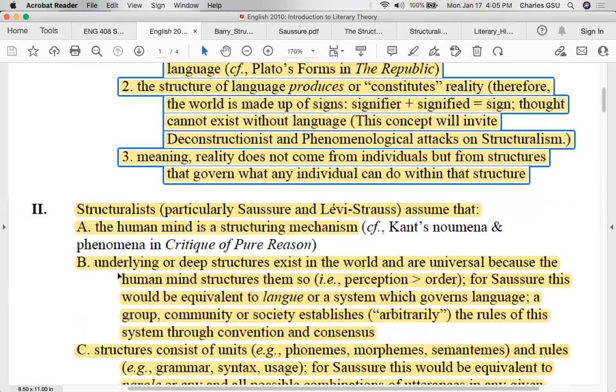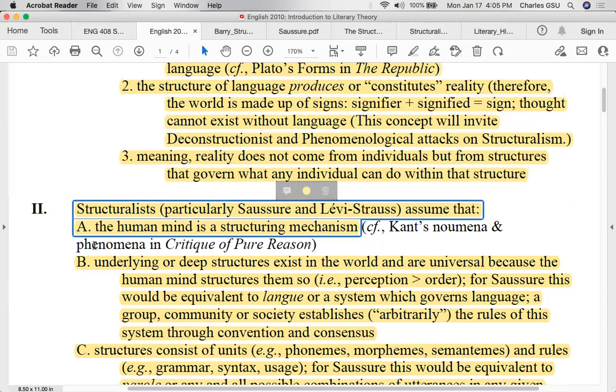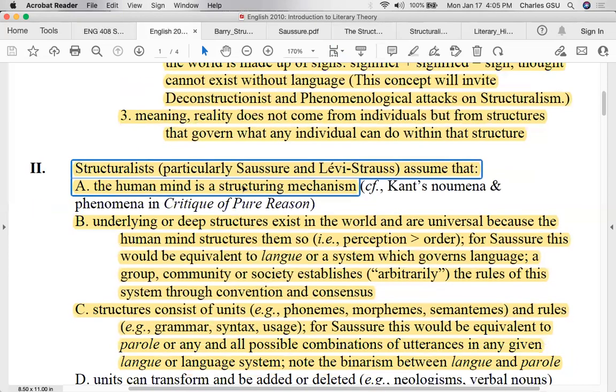What I then start to do in this handout is break down the individual authors we're going to talk about, particularly Saussure and Lévi-Strauss. They assume that the human mind is a structuring mechanism. And like Immanuel Kant in his Critique of Pure Reason, he believed that the mind tries to automatically make sense of that which it doesn't understand.